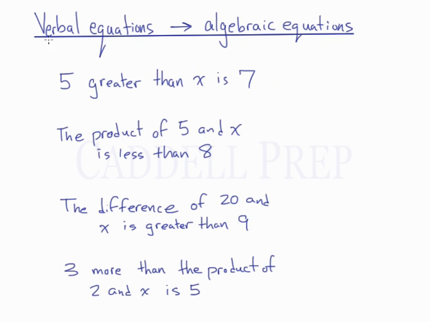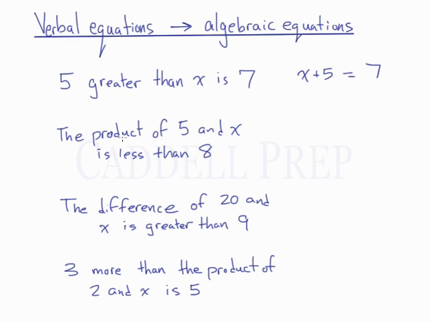Let's look at changing variable equations to algebraic equations. The difference between equations and expressions is equations have equal signs, and we're also going to include inequalities in this, which have greater than, less than, greater than or equal to, or less than or equal to. So first one, 5 greater than x is 7. 5 greater than x is 5 more than x. So we have x plus 5 equals 7.